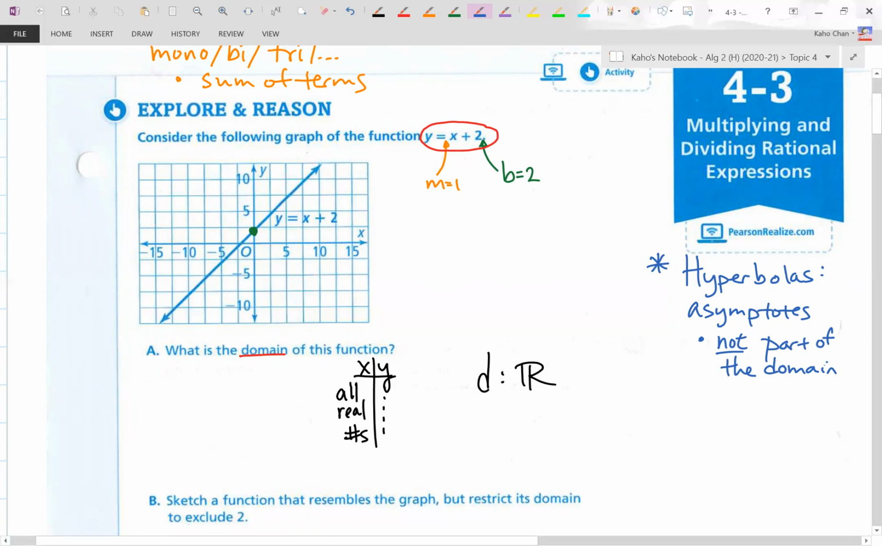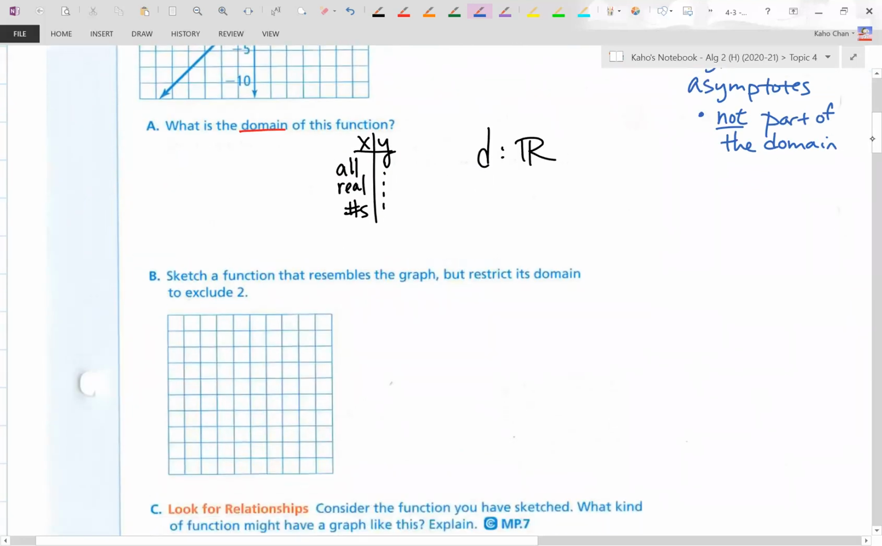But moving on to the second question, we're going to ask you guys something very strange. Can we sketch a function that resembles the graph up there that we just had, a line, but restrict its domain to exclude 2? So this is kind of strange. Let's go and draw our axes. They want us to exclude 2. And I think we're going to go by 2s, by the way, to kind of scale it relative to what we have in the first graph here.